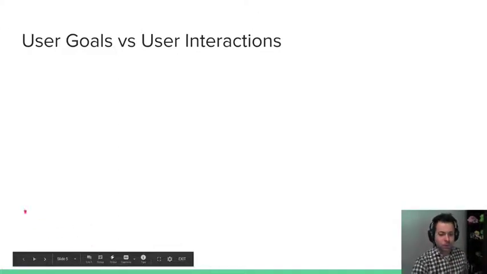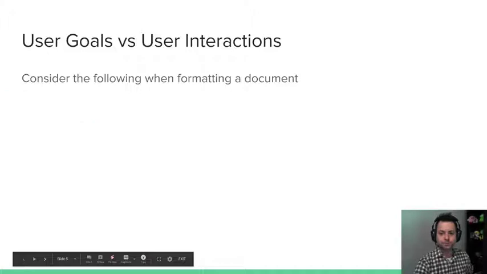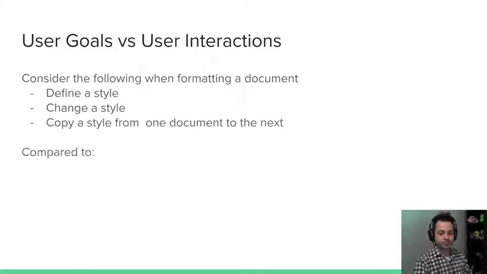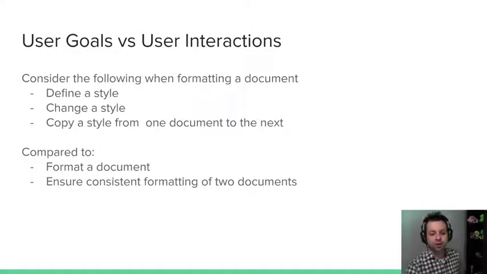Alrighty, so we have another concept to talk about here as well. So goals versus interactions. Goals and interactions are 2 aspects which will feature into the use case concept, but we have a slightly different viewpoint here. So let's consider these points. So if we're going down the document formatting route for an example, we may want to define styles, update styles, copy styles. All right, so copy like your headings, your paragraph styles, spacing, maybe background color, watermarks, right, whatever style we're defining. Let's compare that to format document, or ensure that documents are consistent.